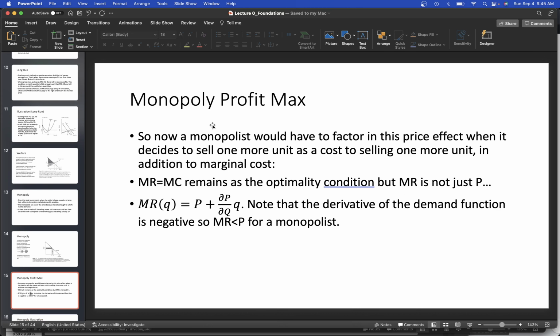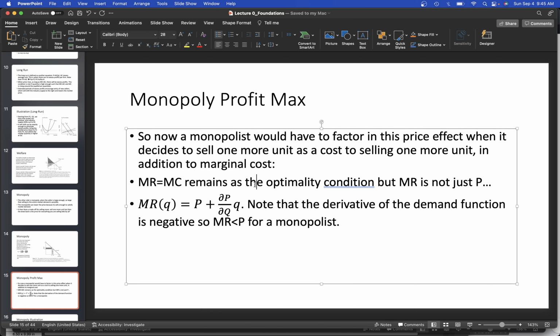So now a monopolist will have to factor in this price effect when it decides to sell one more unit as a cost. You can think of it as a cost of selling one more unit, in addition to the marginal cost of production. Now, MR equal to MC remains the optimality condition. But MR is not just P now, as we've just noted. MR is P plus the derivative of P with respect to Q times Q. Note that the derivative of the demand function is negative, so that MR is less than P for a monopolist.